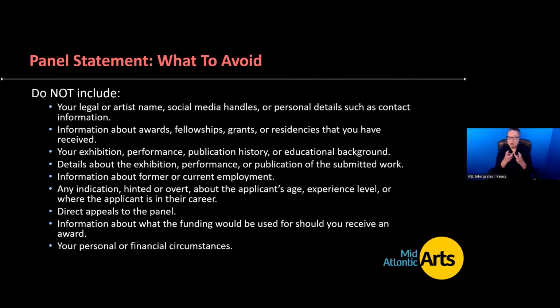In the panel statement, you should not include your legal or artist name, contact information, including personal details, social media handles, and agent or media contacts, any biographical information that could be found in your CV or resume, including your exhibition, performance, or publication history, educational background, information about former or current employment, and details about awards, fellowships, grants, or residencies that you have received. Details about the exhibition, performance, or publication of the submitted work, any indication, hinted or overt, about the applicant's age, experience level, or where the applicant is in their career. For example, I've been practicing for 30 years, or after recently graduating. Links to external sources of any kind, such as a website or press interviews, direct appeals to the panel, information about what the funding would be used for should you receive an award, or your personal or financial circumstance.